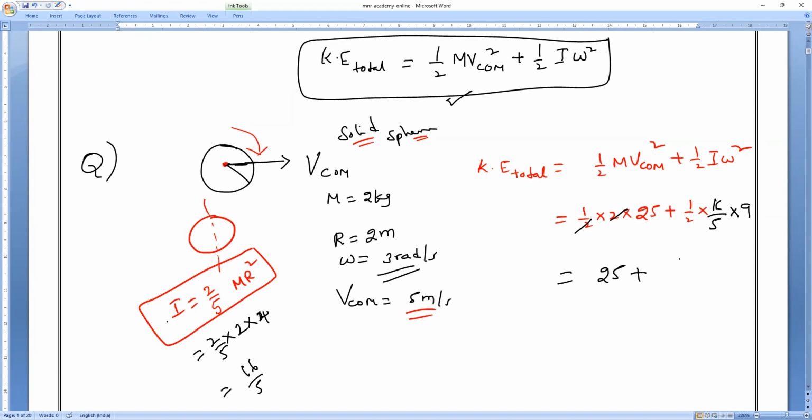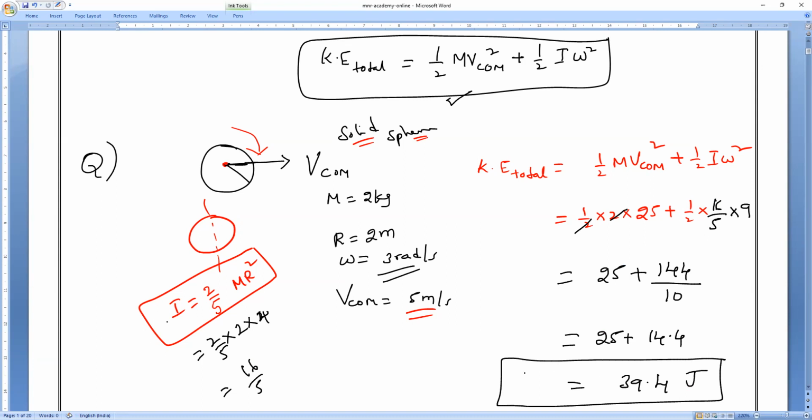Nobody's answer. 16 9s are how much, guys? 16 9s are? 144. So 144 divided by 10 equals how much, everyone? So 25 plus 14.4, if I add it, equals 39.4 joules. That is the total kinetic energy of a pure rolling body. That's all it is. Understand, everybody?